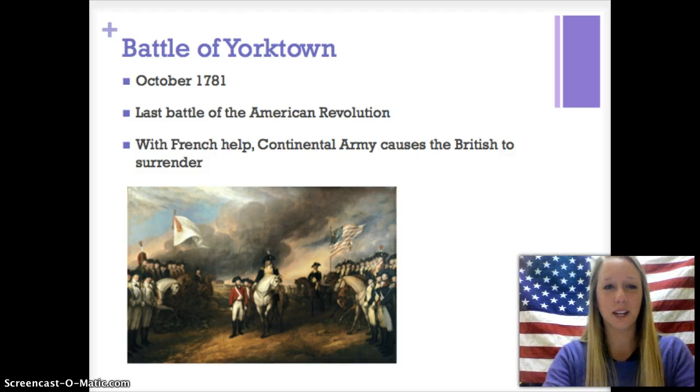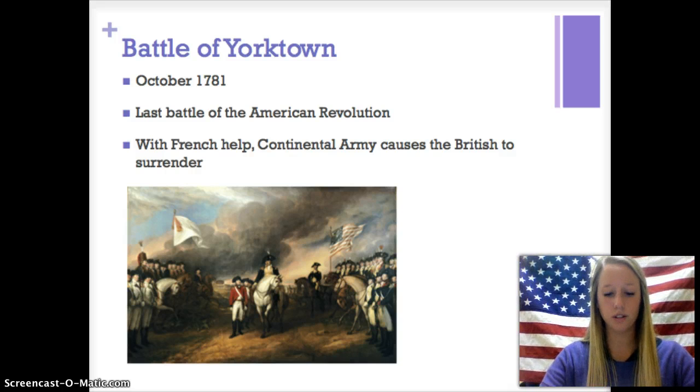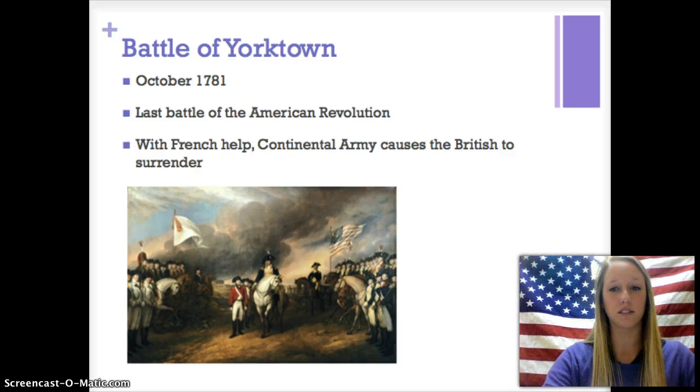The last battle of the American Revolution was fought on October 19, 1781. It was known as the Battle of Yorktown. America declared its independence in 1776, but it took another 5 years to win freedom from the British. The British General Cornwallis brought 8,000 troops to Yorktown and was expecting British ships to be sent from New York, but they never arrived. With the help of the French Navy and Army, the Continental Army caused the British to surrender, ending the American Revolution.